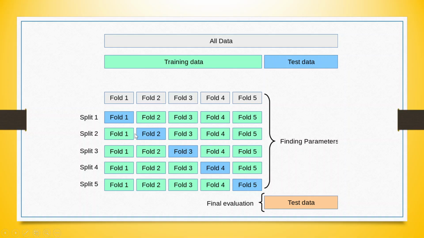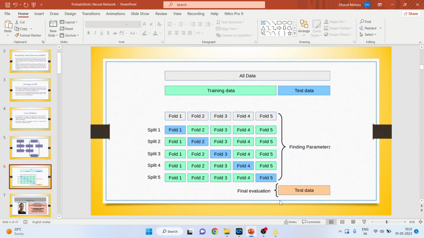In split 2, fold 2 will become the testing data and the remaining will become the training data. Fold 3, testing, remaining training. This will be iterated a number of times to find the best parameters. And the final evaluation will be done on the testing data with the help of the best parameters which we get from the cross-validation.